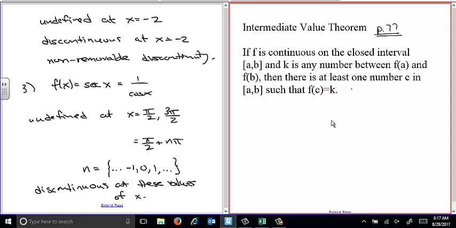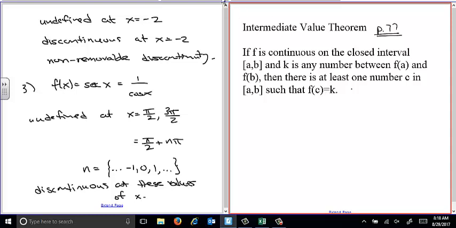If f is continuous, which is a function, f of x is continuous on a closed interval, which means that it includes a and b and everything in between a and b, and k is any number between f of a and f of b, so that's a y value that's between the value of the function at the beginning of the interval and the value of the function at the end of the interval, then there's at least one number c, and this is the x value in the closed interval a to b such that f of c equals k.